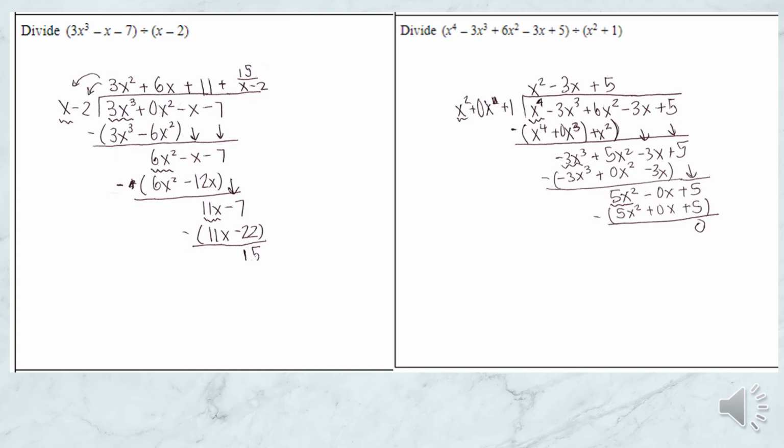In the far right, again, we have something missing. However, this time the thing that's missing is in our divisor and not in our dividend. So in our divisor, we have x squared plus 0x plus 1. The process is again the same.